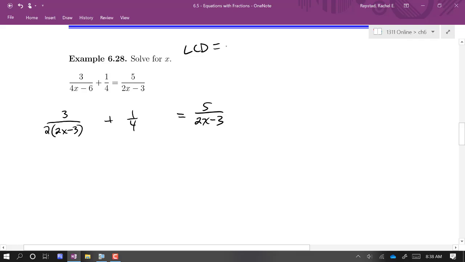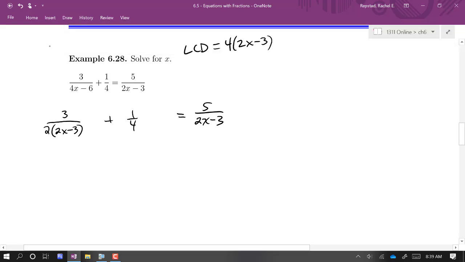Maybe you want to pause the video and see if you can take a stab at the LCD before I tell you what I get. Looking at the factors that we have, our LCD will be 4 times 2x minus 3. I need the 4 because I got to make sure that middle denominator is taken care of. Once I grab the 4, this factor of 2 is already covered, right? The factor of 4 contains a factor of 2. And then, of course, I need the 2x minus 3.